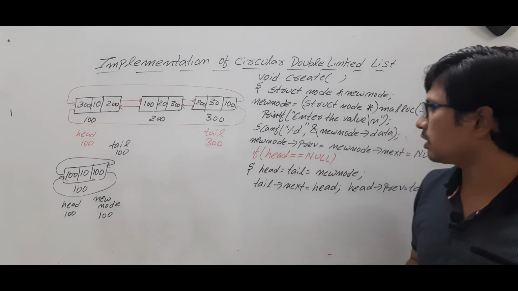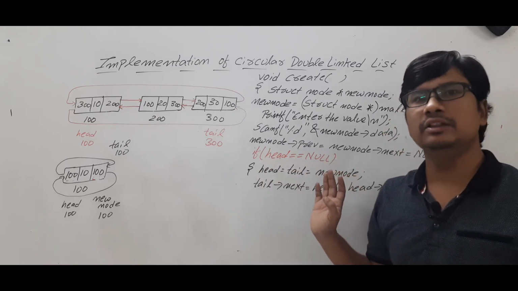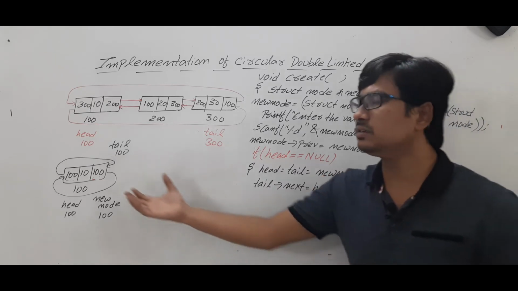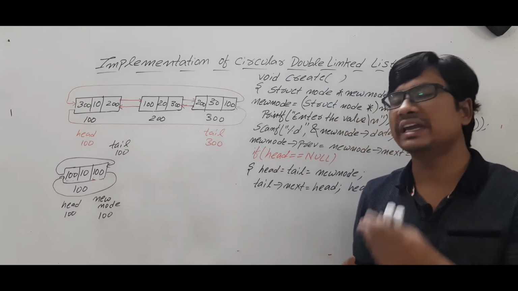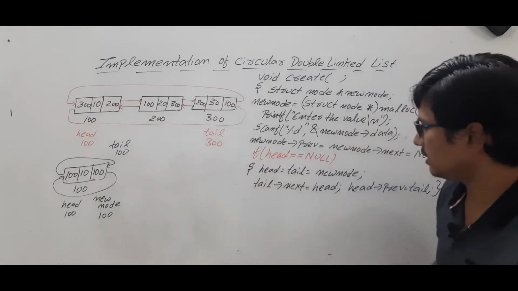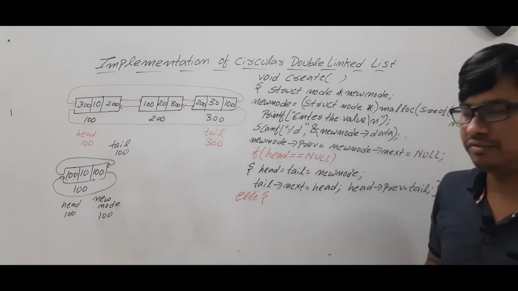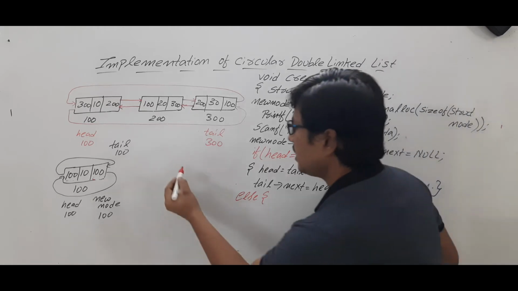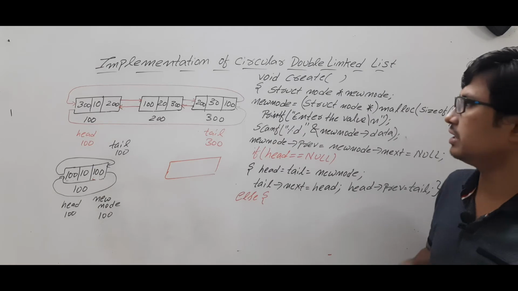Now I want to talk about the else. If head is not equal to null, then what should I do? Head not equal to null means there are some nodes in the circular double linked list. If so, how can I insert a node, or add one more node? So if this condition is false, it will come to the else block. Let's assume that I have created another node. Someone has again called this create function.